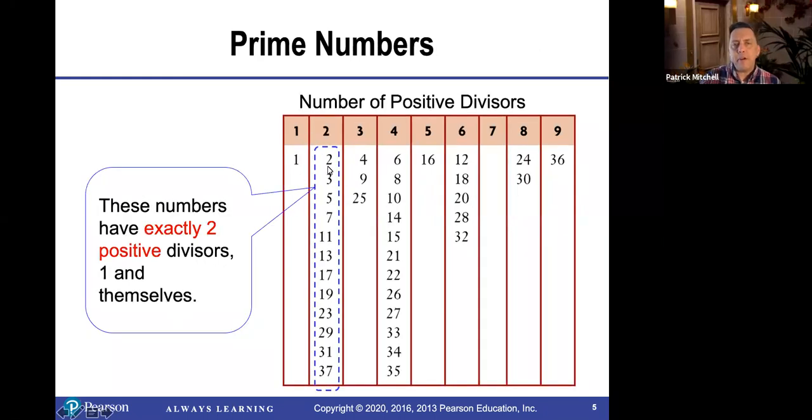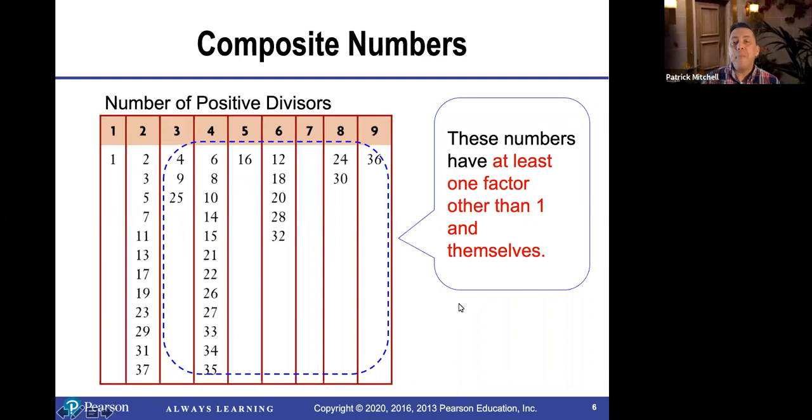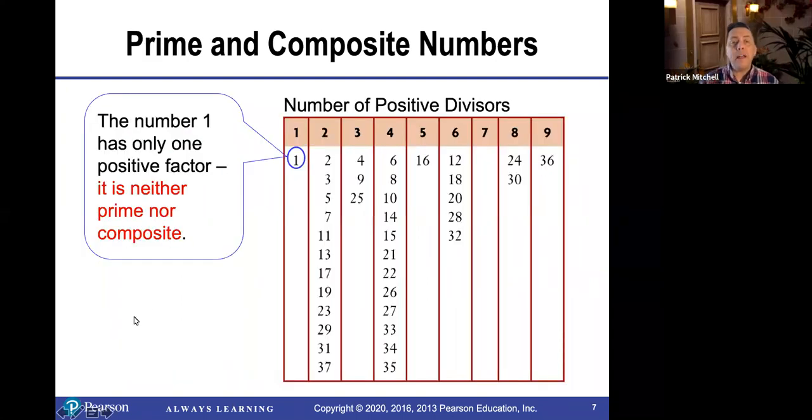Notice the list of numbers that has exactly 2 positive divisors, which would have to be the number 1 and the number itself: 2, 3, 5, 7, 11, 13, 17, 19, etc. Those are called prime numbers. Numbers that have more than 2 positive divisors, in other words, they have at least one factor other than 1 and the number itself, are called composite. So that takes care of every number in this table except for the number 1. The number 1 is not considered prime or composite. It has only one positive factor.